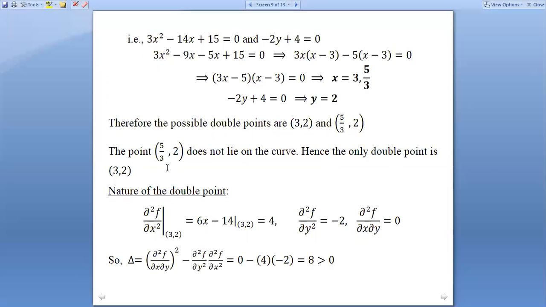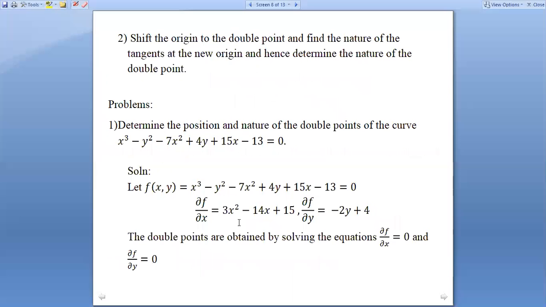So now we need to find the nature of the double point. To do that, we need to evaluate dou square f by dou x square at the point 3 comma 2, dou square f by dou y square at the point 3 comma 2, and dou square f by dou x dou y at the point 3 comma 2. So dou square f by dou x square at 3 comma 2 is equal to, we have dou f by dou x, we know.